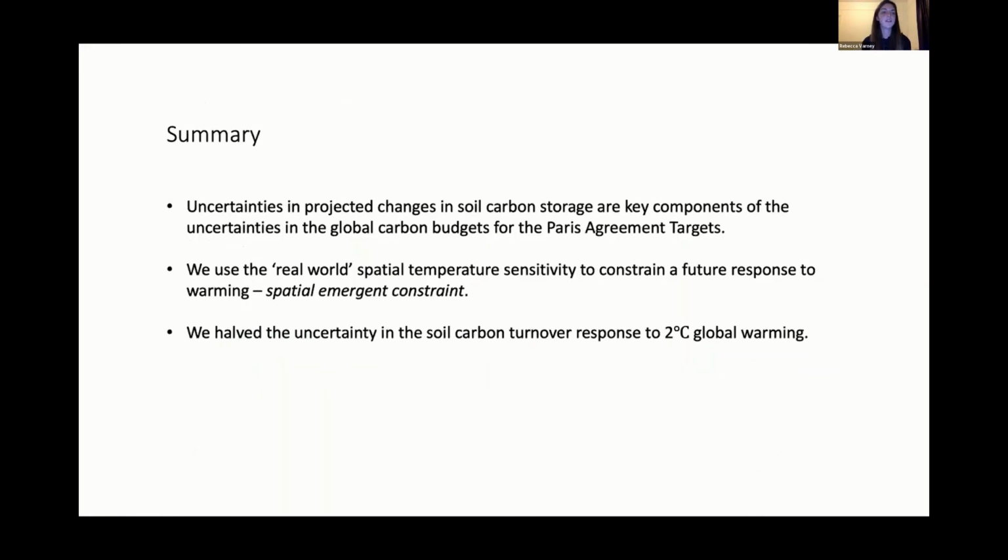So just to summarize, we focused our constraint on the feedback from soil carbon under climate change, as this is very uncertain, and it's also very important in calculating accurate carbon budgets for Paris Agreement targets. And we do a spatial emergent constraint, so we use the real-world spatial sensitivity to find an emergent constraint on this response of soil carbon turnover, where we successfully halve the uncertainty in this response at 2 degrees global warming.